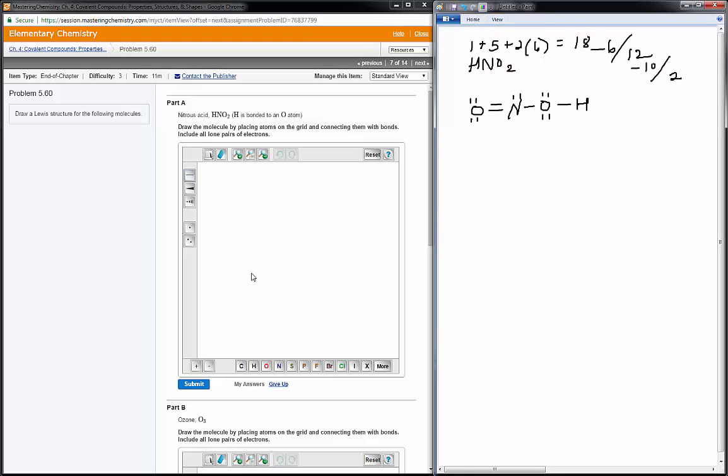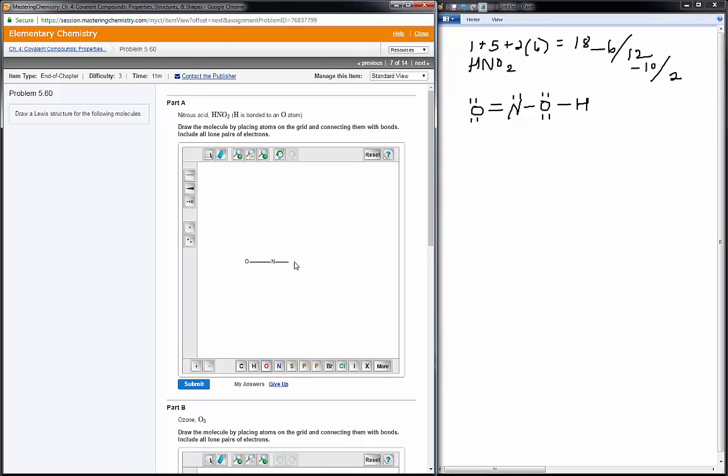So this is what the structure will look like. Put that here, oxygen, bound to a nitrogen, bound to an oxygen, bound to a hydrogen. Got a double bond right there. And this oxygen has 2 lone pairs. The nitrogen has 1, and that oxygen has 2.